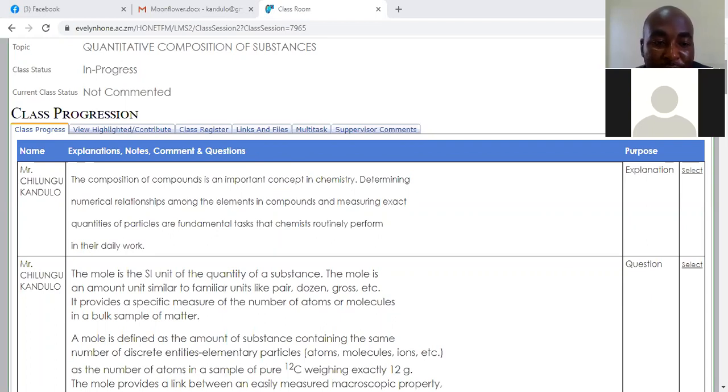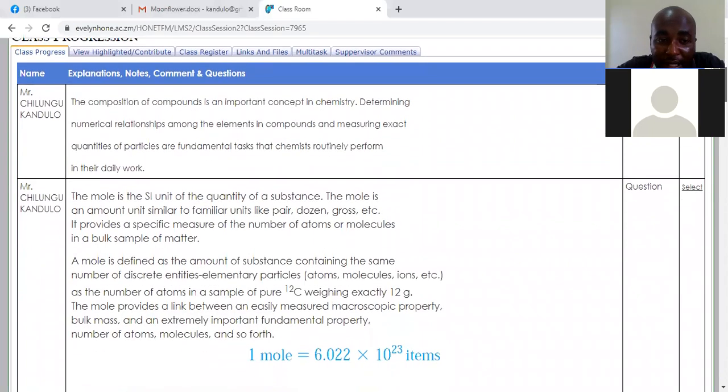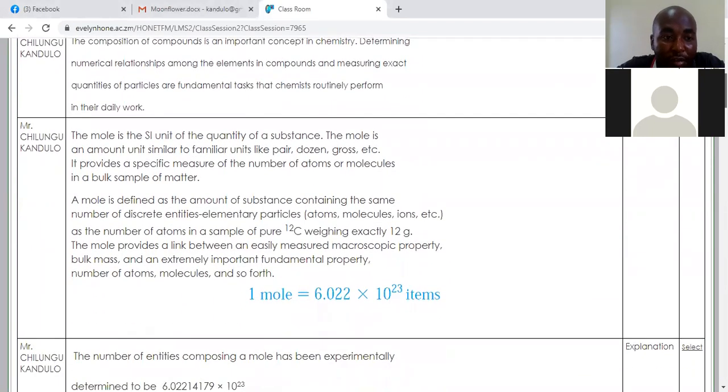So most of the times we have numerical relationships among elements and compounds that we use to measure the exact quantities. We have numerical relationships, especially in what are called chemical equations. Chemical equations, we'll do them next time. So now for this one, guys, the most important for us to know is the mole.